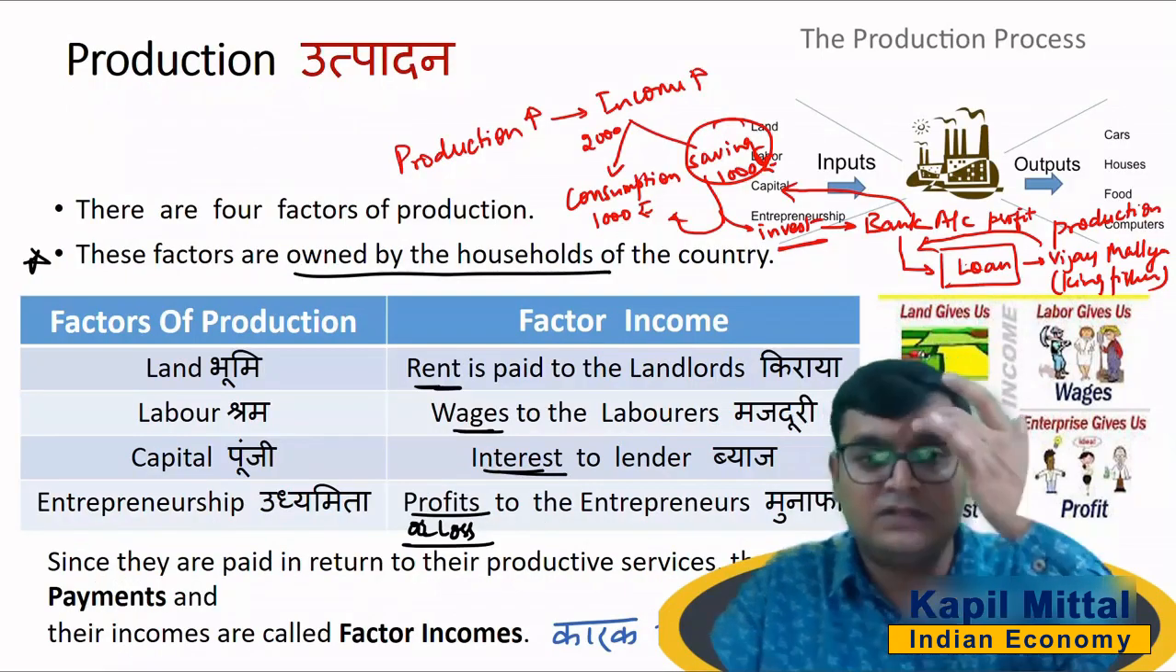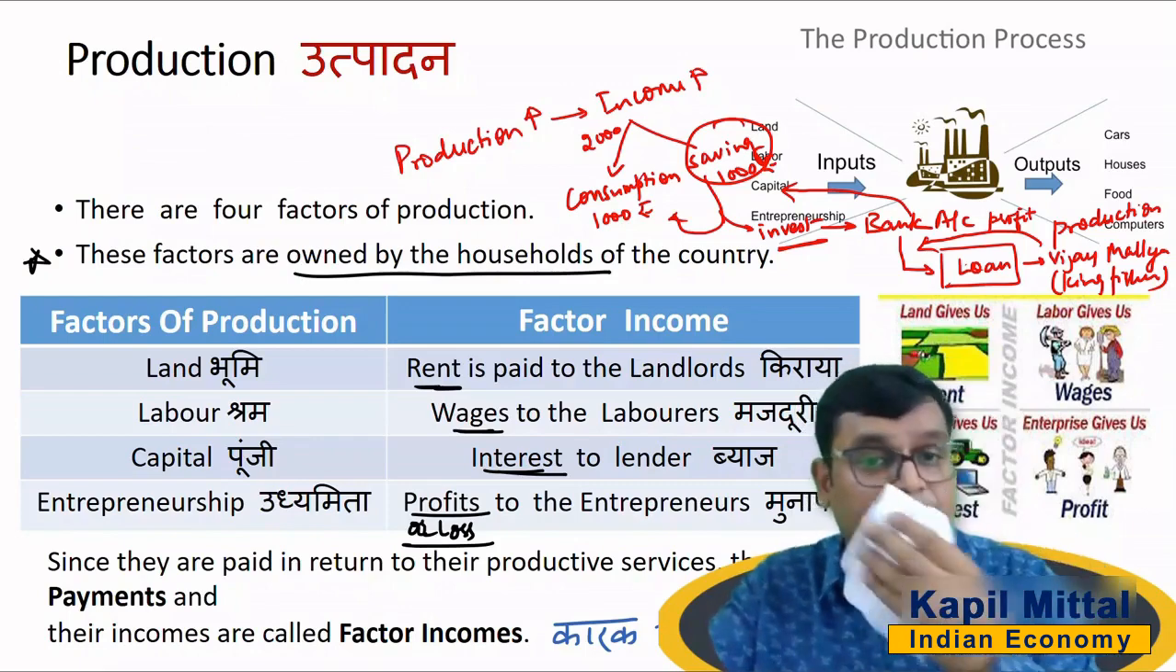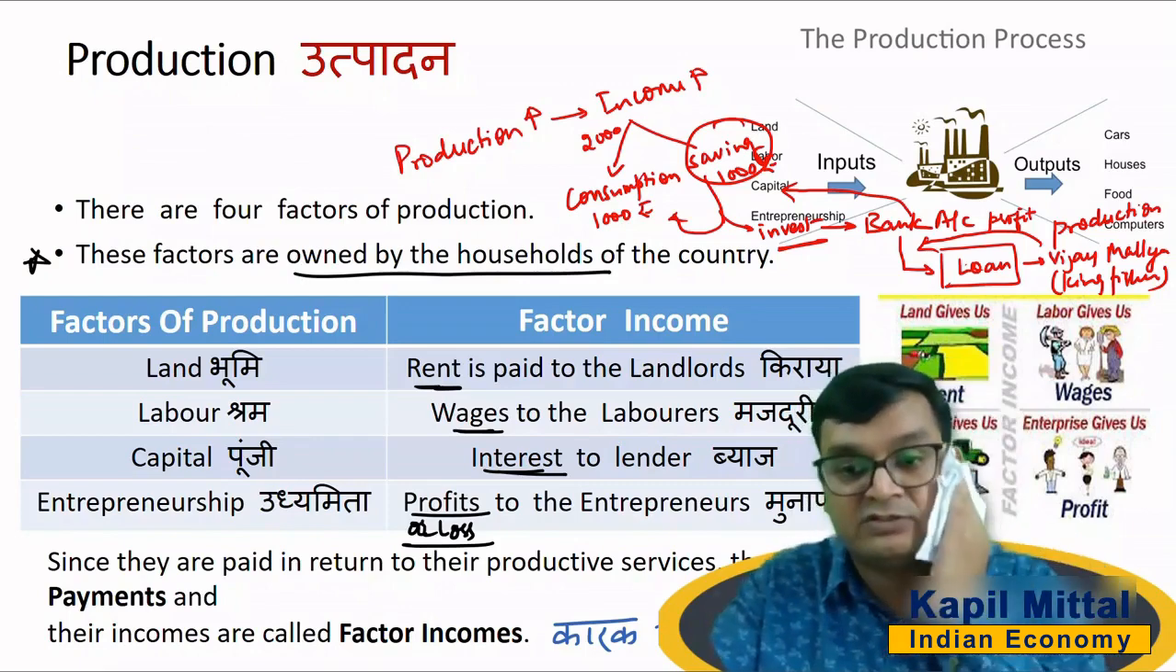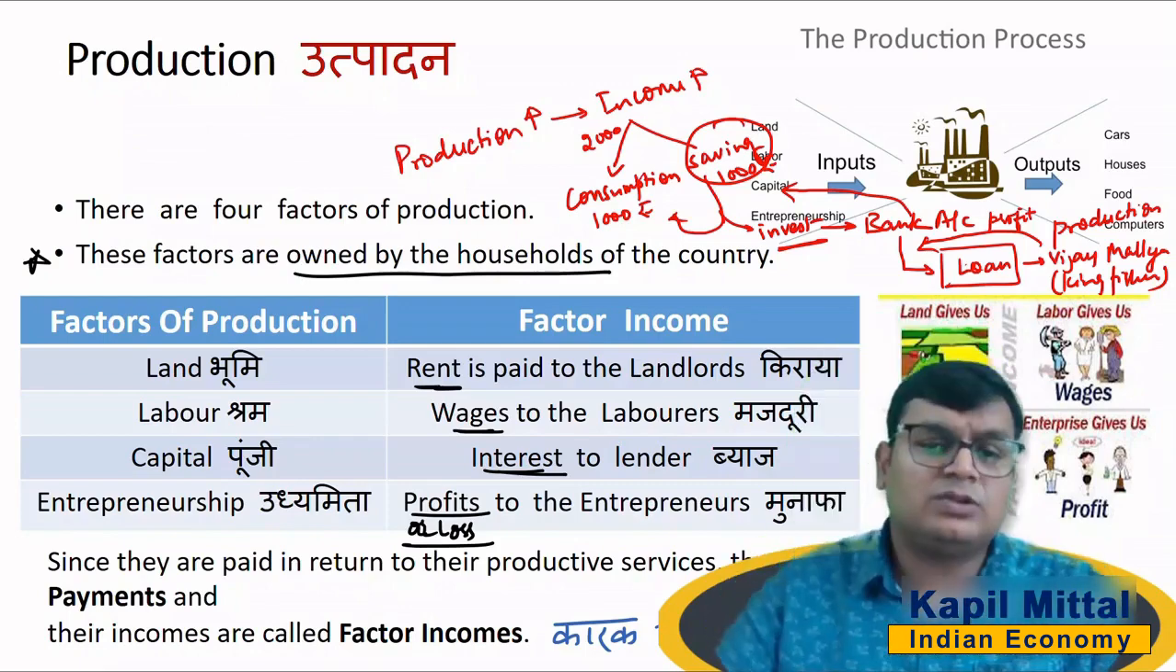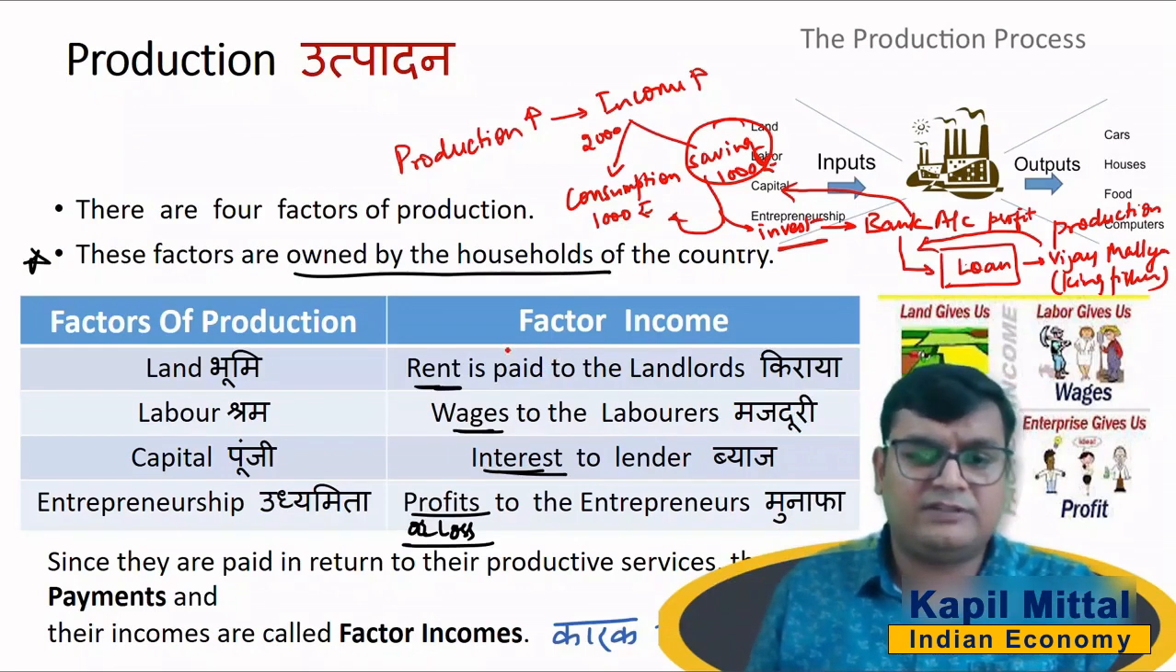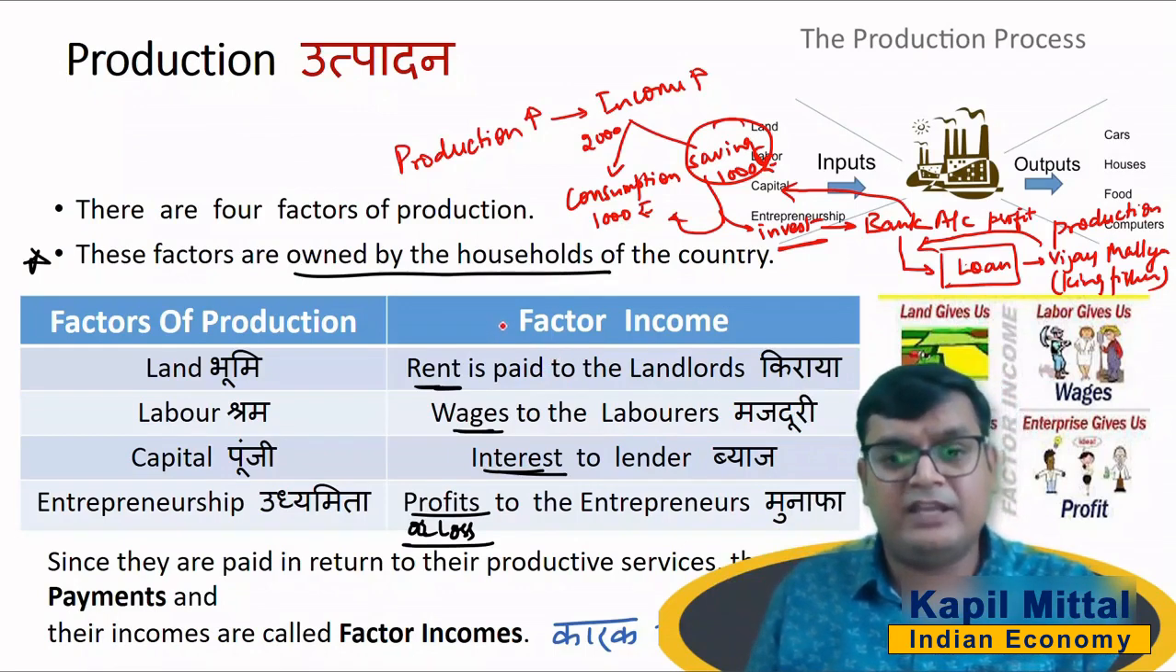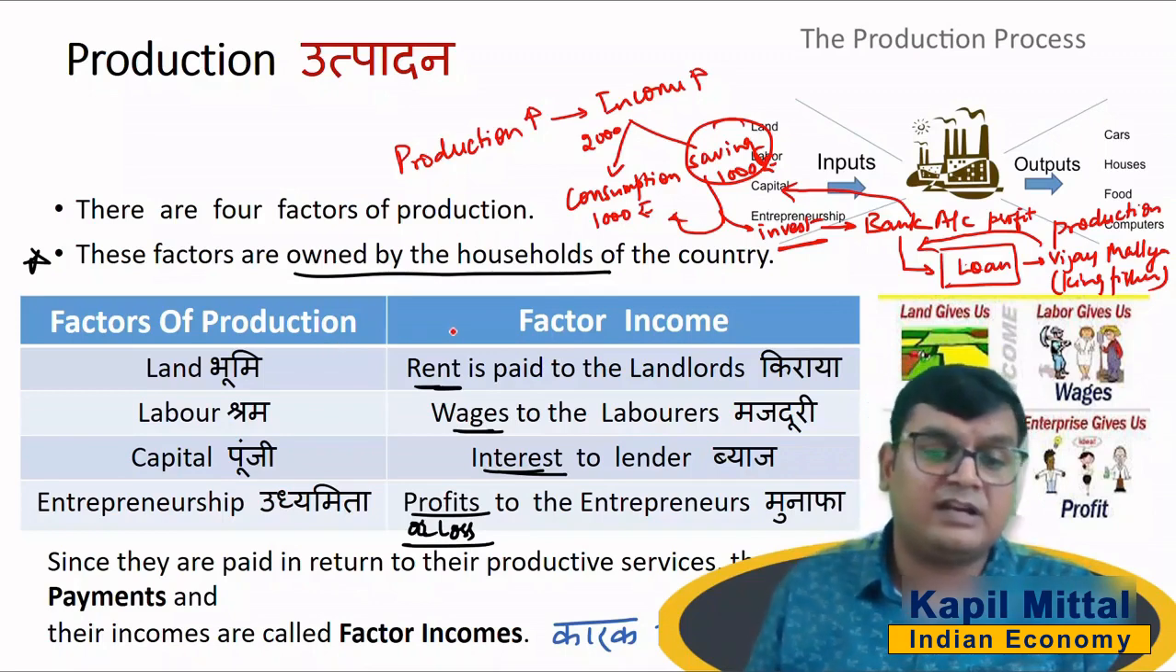So we will come to the next portion. That is the 4 factors of production that we have understood very well. So these are the factor incomes. These factor incomes which are earned by any person against the factors of production are called factor income.